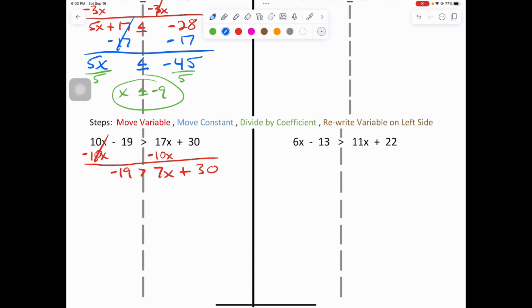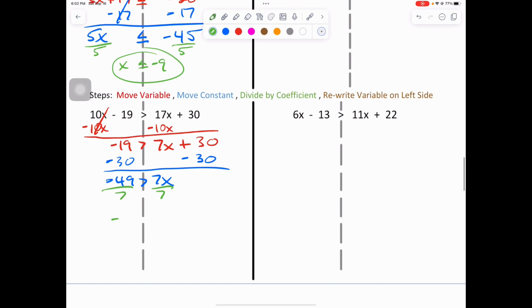Okay, now we have to shift the constant. Well, what's hanging out with 7x? Yes. Get rid of the 30. Negative 19 minus 30 is negative 49, which is greater than 7x. Okay, we just divide by the coefficient, which is 7. Negative 49 divided by 7 is negative 7, which is greater than x.